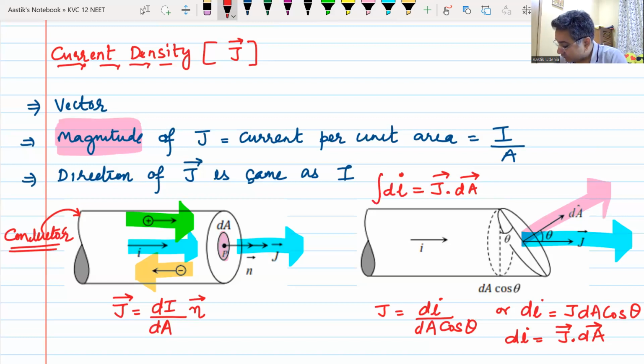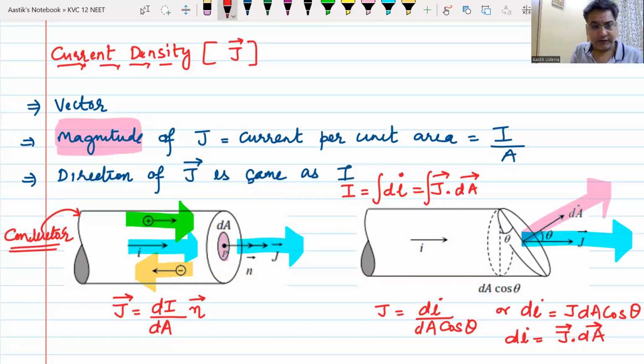So if I find out the total current, it will be the integral. So total current I will be the integral of J dot dA. This is exactly the same relation that we got between electric field, which was a vector, and electric flux, which was a scalar. Do we understand this? I will give you 2 minutes to draw this diagram. Everyone is drawing it, yes or no?